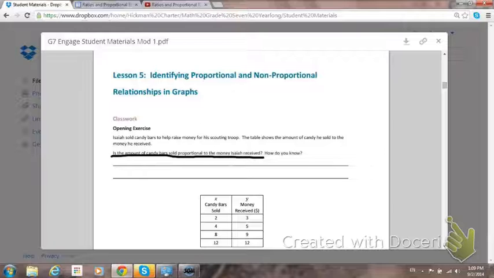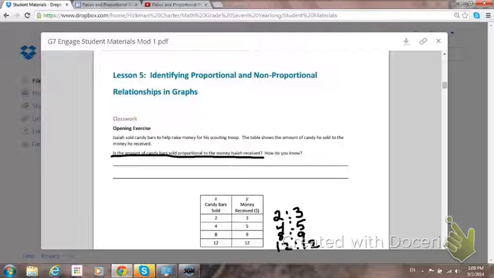Now, you can see down here the table that's been written for you: candy bars sold to money received. If you just made some ratios out of those, this one would be 2 to 3. This one would be 4 to 5. This one would be 8 to 9. And at the bottom, 12 to 12.